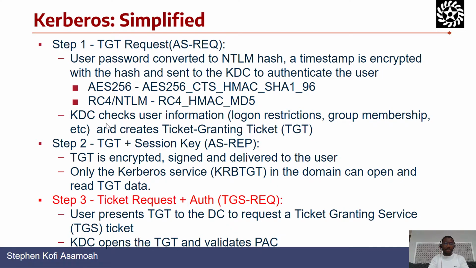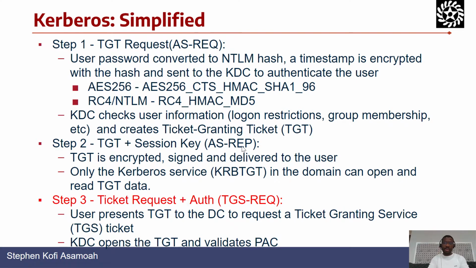All right. So again, the KDC will check user information such as your logon restrictions, your group membership, and a whole lot of things, and then it will create the ticket granting ticket and then give it to you. That is what you use to move around to request a ticket granting service. And then of course step 2 is what you receive from the KDC. Now you see that I have this here saying AS-REQ, essentially is the authentication service request. And then when the KDC responds, it gives you the authentication service reply, right?